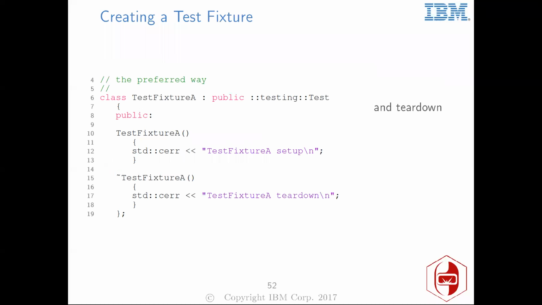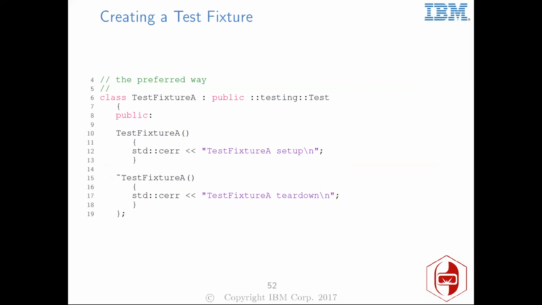So how do we create a test fixture? Very simply, we just need to define a new class that inherits from Google Test's base test fixture class. It is called testing::Test. In our custom test fixture, then we define the setup code in the constructor and the teardown code in the destructor. Notice that this is very reminiscent of RAII.